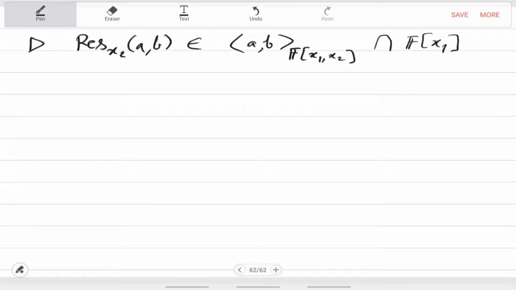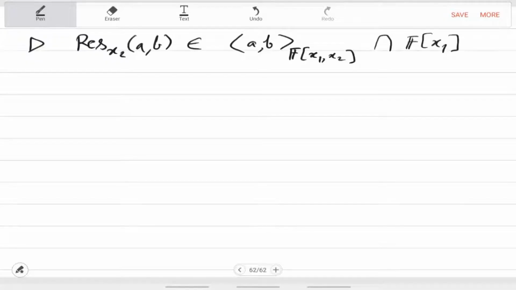So when A and B are co-prime over the function field, then the resultant is in the ideal, as we have seen. And what happens if A and B share a factor? They are not co-prime. Then the resultant is 0, right? So in both cases it is in the ideal. This is without any assumption.